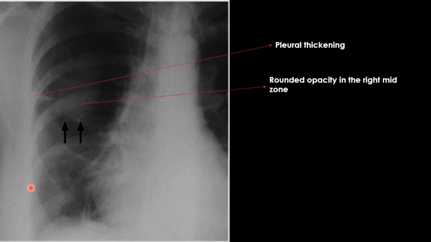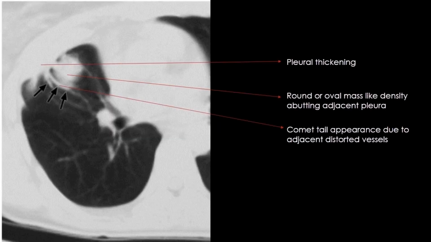This chest X-ray PA view in a patient with asbestosis shows pleural thickening along the lateral aspect, together with a subtle radio-opacity in the right mid zone. This is an axial CT in a patient with asbestosis in the lung window, where you can see thickening of the pleura along the anterior aspect, together with an adjacent round or oval mass-like density abutting the pleura. You can also see a comet tail appearance, given by the vessels which are traversing towards the mass.